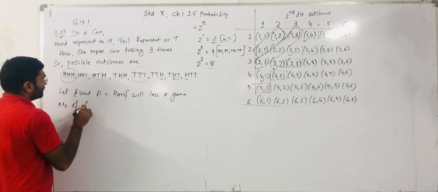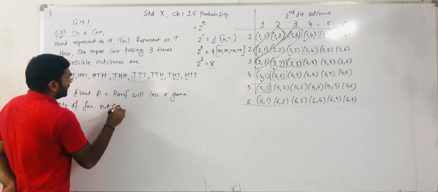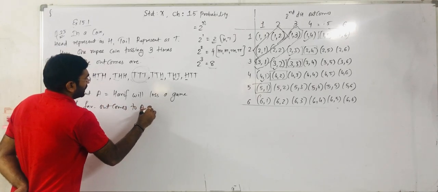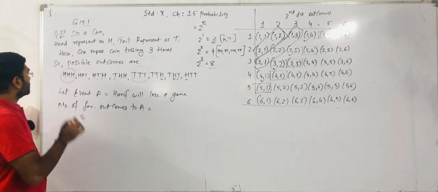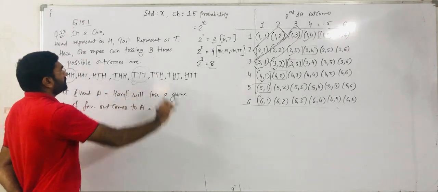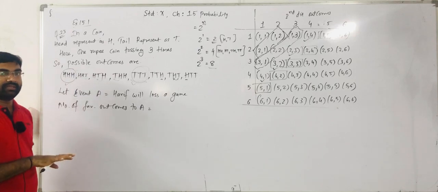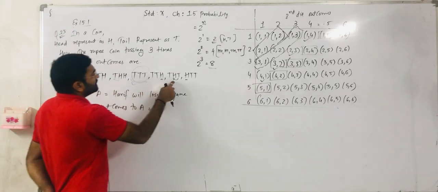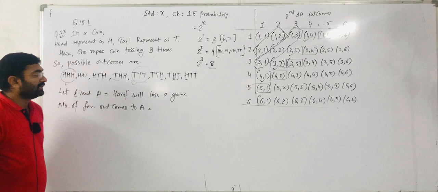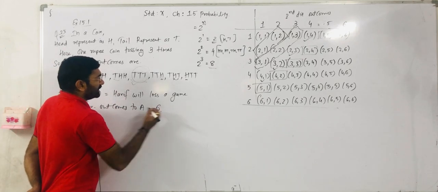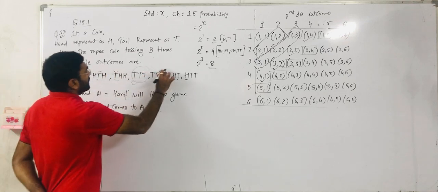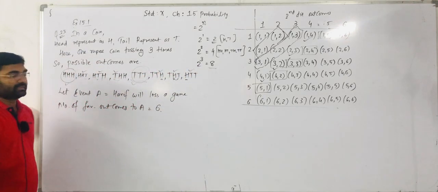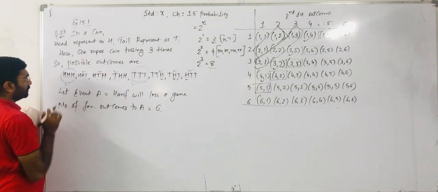So we take an event, let us take it as event A, which represents Hanif will lose the game. For the losing game we have to write the favorable outcomes. So the number of favorable outcomes to event A, we have to define in how many outcomes he loses the game. As per the question, if we get the same outcomes, then we win the game. So in all these 6 outcomes we will lose the game. So the favorable outcomes are 6. In that case he will lose the game.